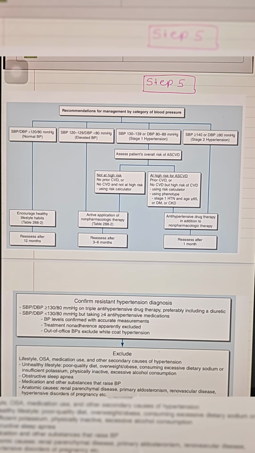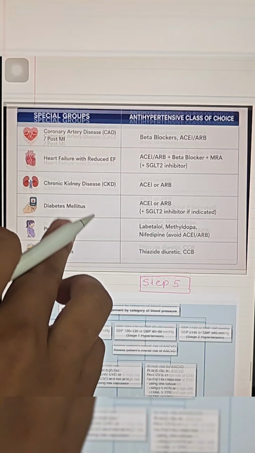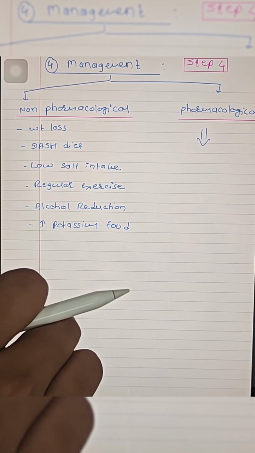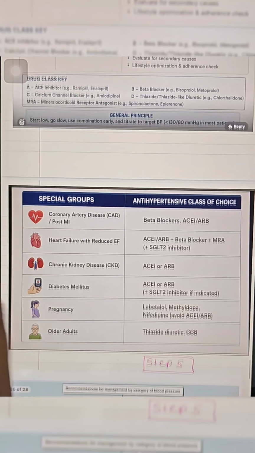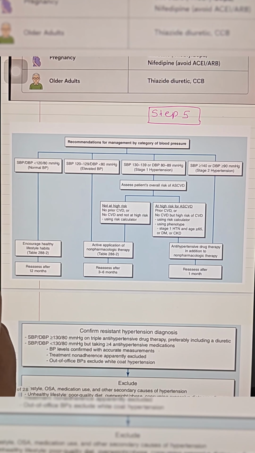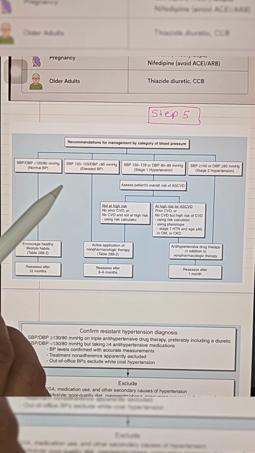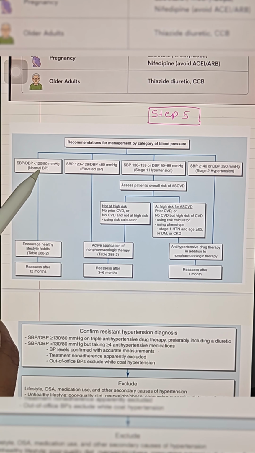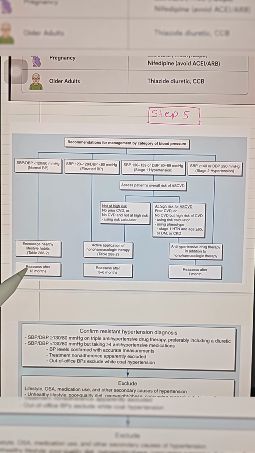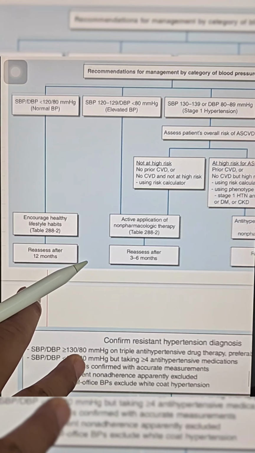Coming to step 5, now we have learned about which drugs we can give, what lifestyle modification we can advise, etc. But when to start lifestyle modification and when to start drugs. So this simple classification is very important for that. So according to the American College of Cardiology classification, the normal BP is less than 120 by 80. So the healthy lifestyle management is recommended in every patient and reassess it after 12 months.